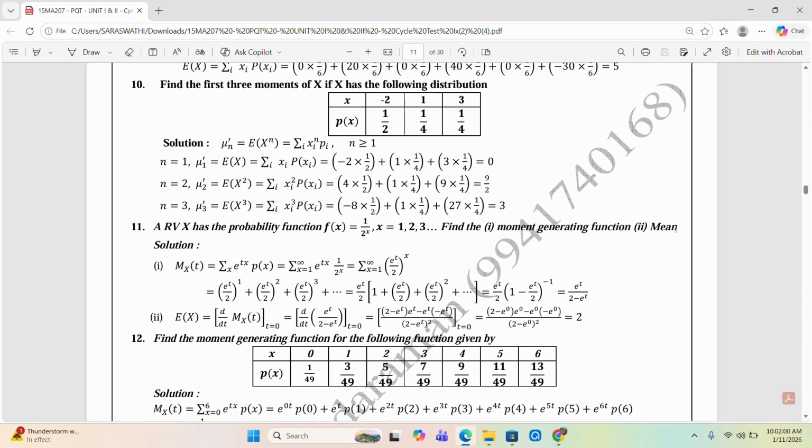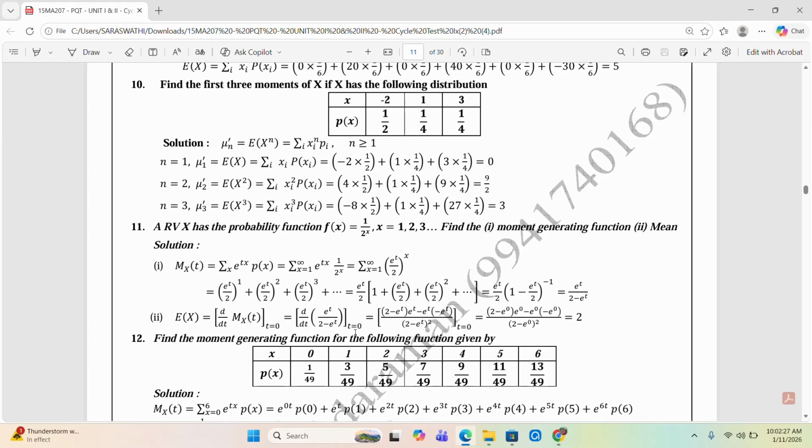The question is again to find the mean. Mean is equal to, we have the moment generating function and the formula already: E of x is nothing but differentiating with respect to t the moment generating function and putting t equal to 0. This is the moment generating function. We have to differentiate with respect to t and put t equal to 0 in e power t by 2 minus e power t.